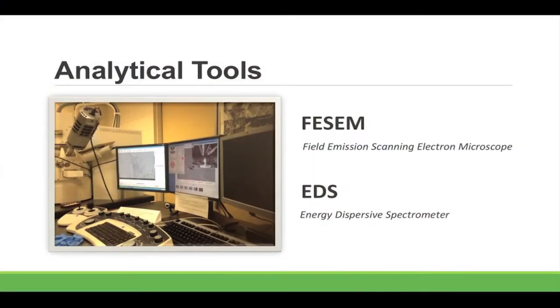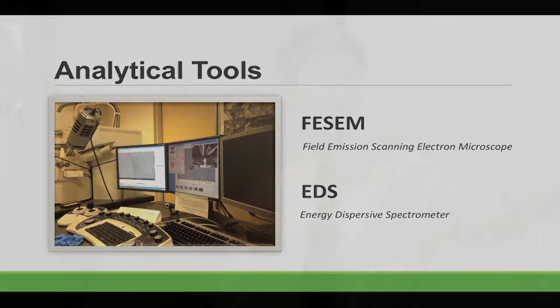And after we had performed our synthesis reactions, we of course had to observe and analyze what exactly it was that we created. So we went to the microscope lab where we had 2 different analytical tools available to us. First was a FESEM, or the Field Emission Scanning Electron Microscope. And this allowed us to both take pictures and make measurements at the nanoscale. The EDS, or the Energy Dispersive Spectrometer, allowed us to confirm the elemental composition of our synthesized nanostructures.